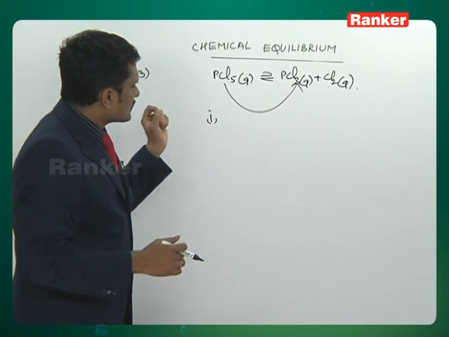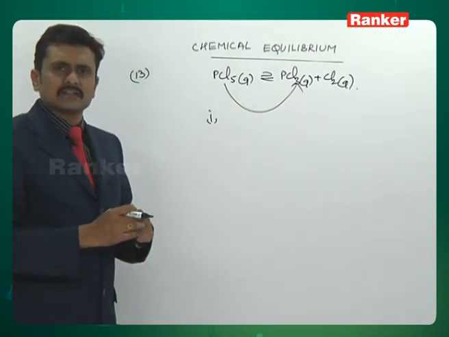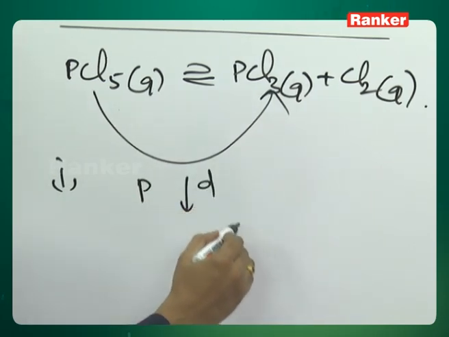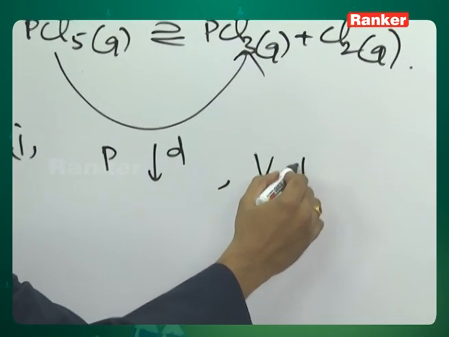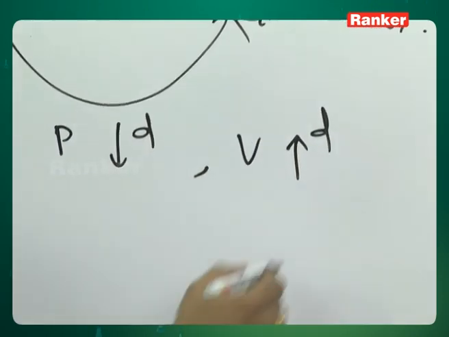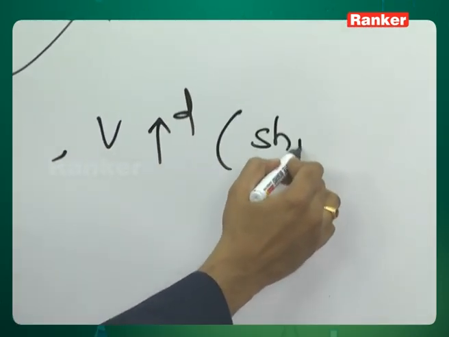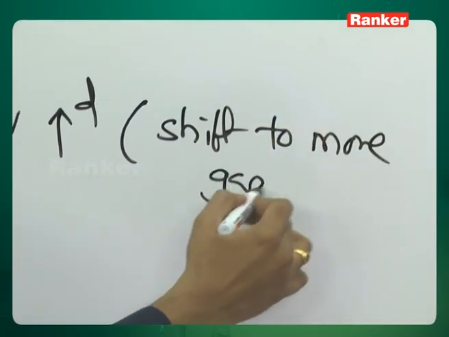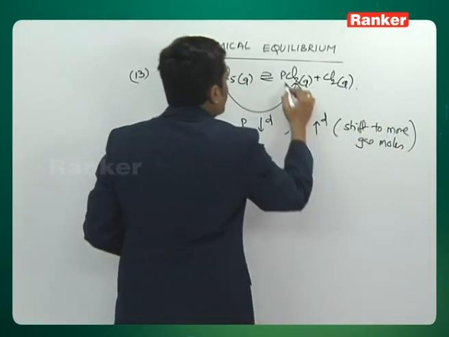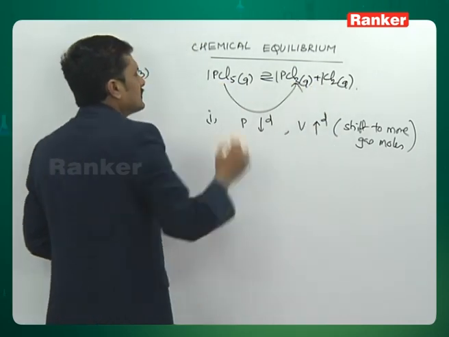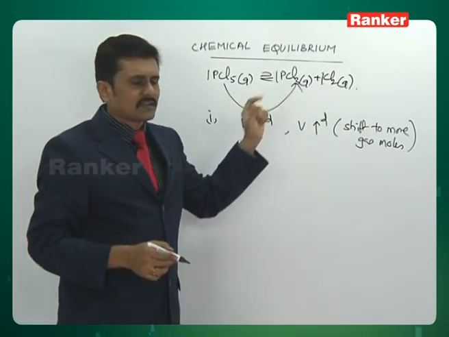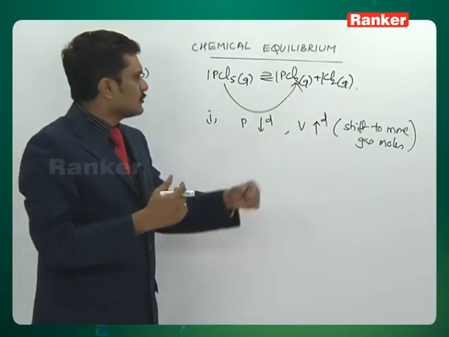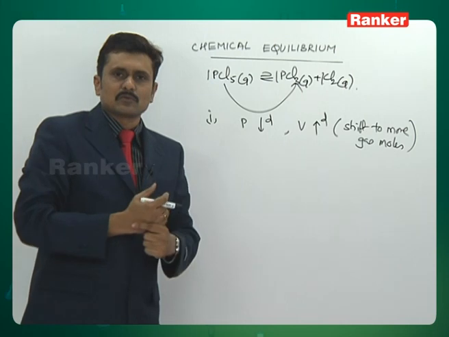Now if I would like to achieve more of PCl3 and Cl2, what I will do is decrease the pressure. When I have decreased the pressure, the volume automatically increases. Then the equilibrium shifts to the side with more gas moles, that is the products, because you can see there are more product moles than reactant. There is 1 mole of reactant and 2 moles of product. Therefore the forward reaction can be favored, or the amount of PCl3 and Cl2 can be improved, by decreasing the pressure.